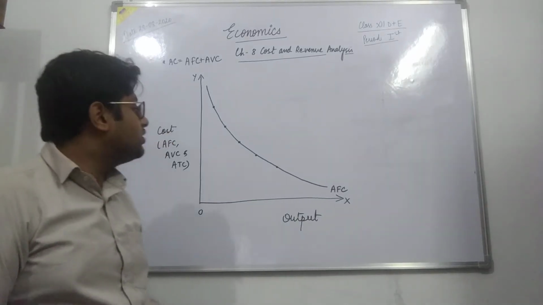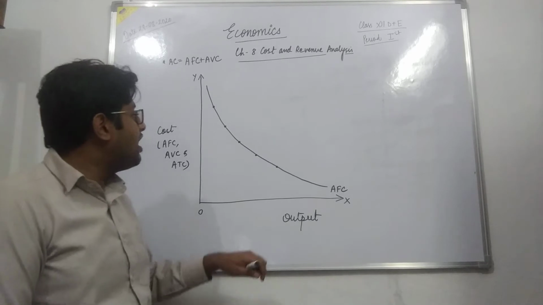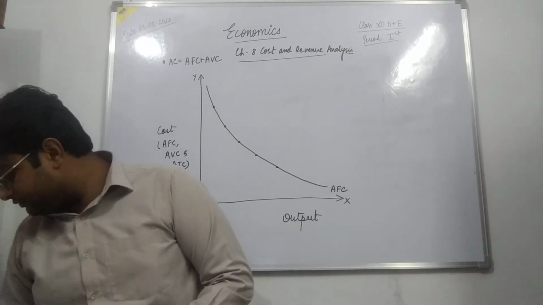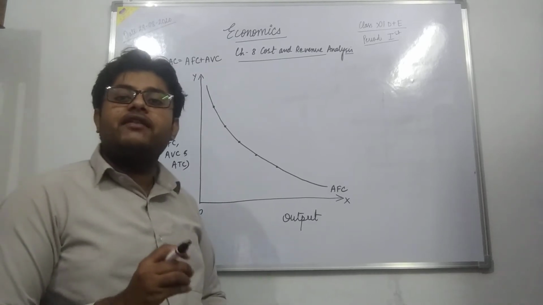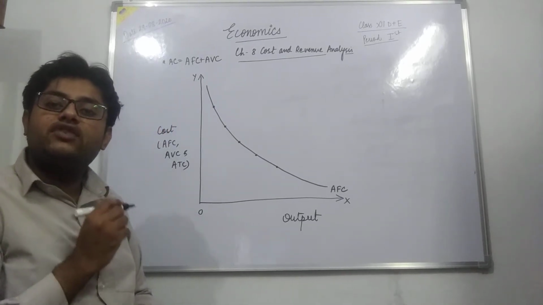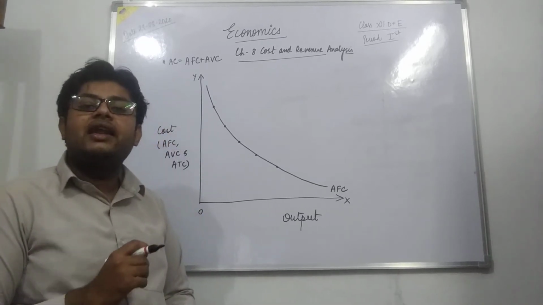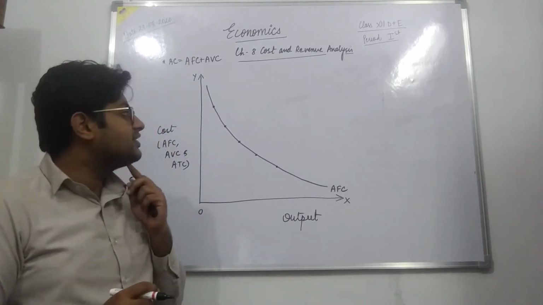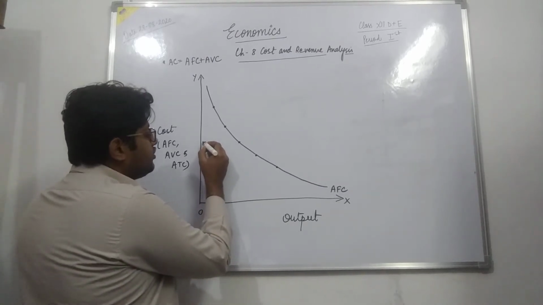Now coming on to the average variable cost. We have to draw the average variable cost. Alright. What was the behavior of average variable cost? That it was falling first and then it reached the minimum level and again it started increasing. So how can we show that? We will draw the diagram.